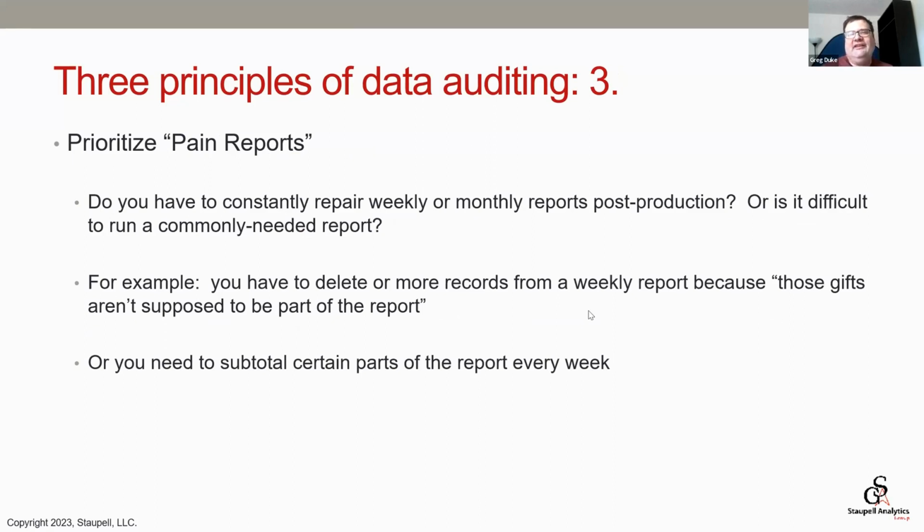This has actually happened not just at my first institution, but at most institutions I've worked for: there were a lot of reports that needed to be repaired post-production. For example, we'd run a campaign report, and then we'd need to make sure certain gifts weren't in that report. Or when we put together a new campaign report, we'd have to remember, okay, we have to exclude these 5 constituents because their gifts aren't supposed to be in the campaign.